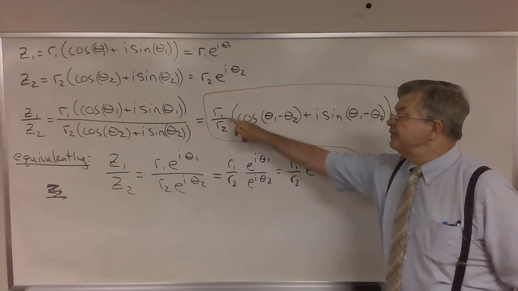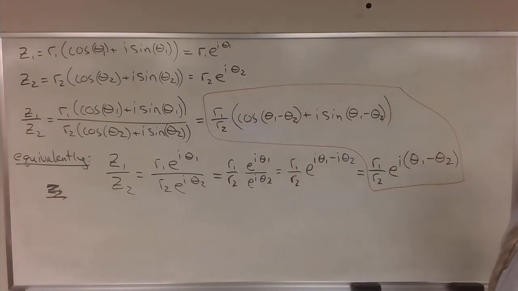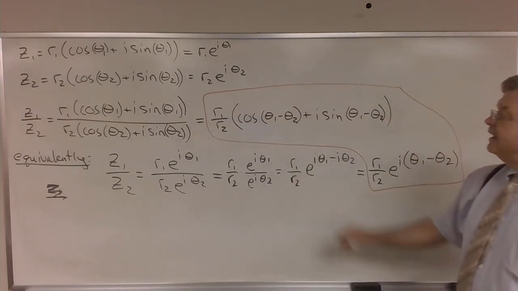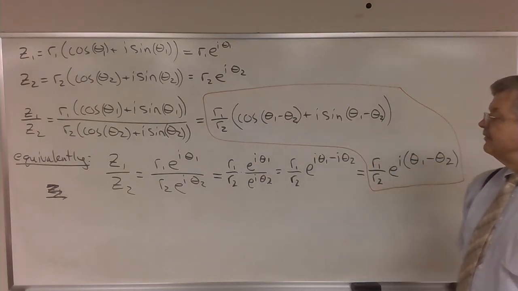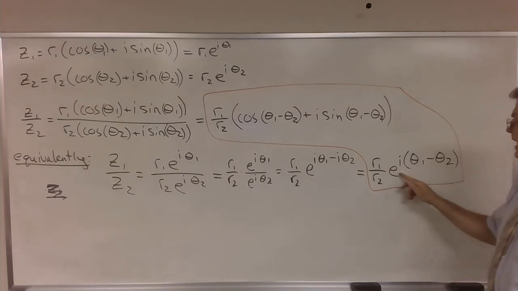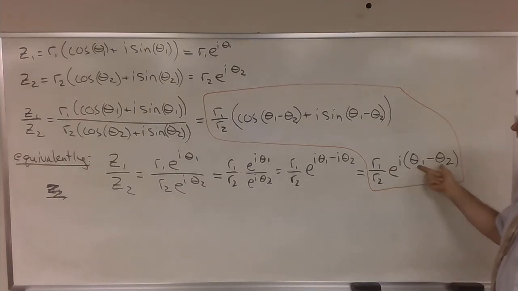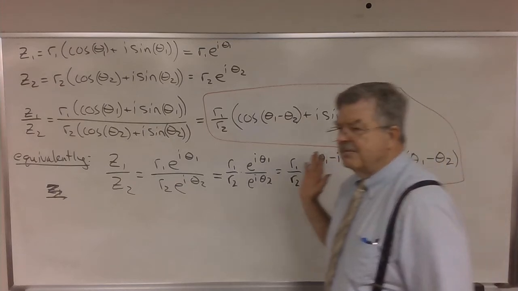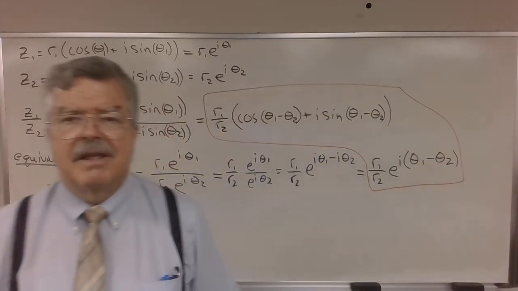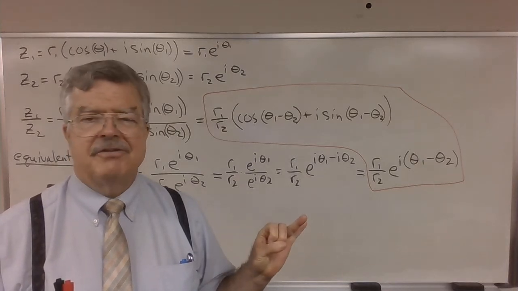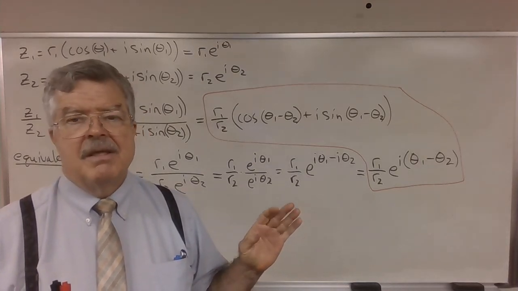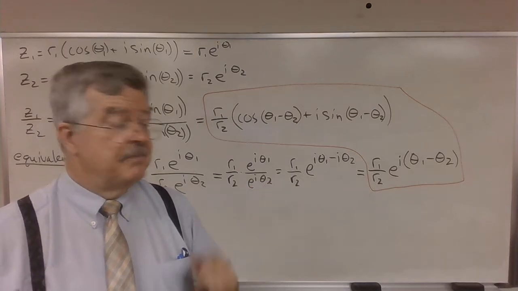We get the quotient of the moduli, R1 over R2. And here we get cosine plus I sine of theta 1 minus theta 2. Here we get e to the power of I times the difference of the angles, theta 1 minus theta 2. So these forms of notation are equivalent. And algebraically, when we do multiplication, exponentiation, division, they work analogously.